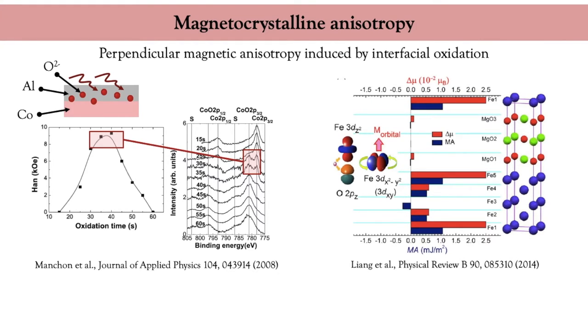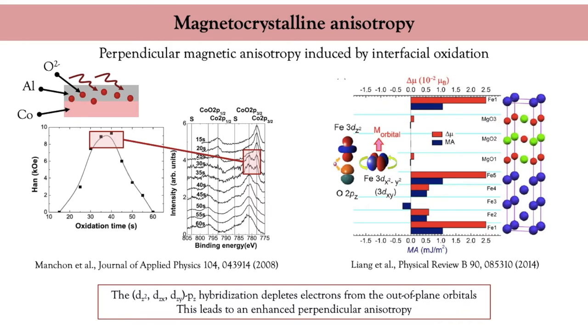One can understand this effect by considering the role of orbital hybridization between the 3D orbitals of the ferromagnets and the pz orbital of oxygen. Oxygen brings its pz orbitals at the interface. That enhances the perpendicular orbital moment and therefore enhances the perpendicular magnetic anisotropy.